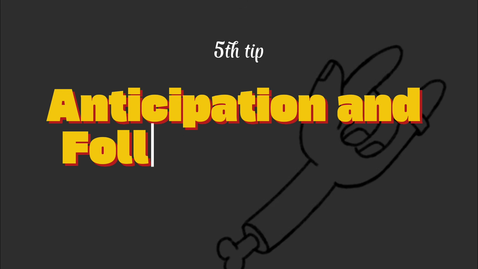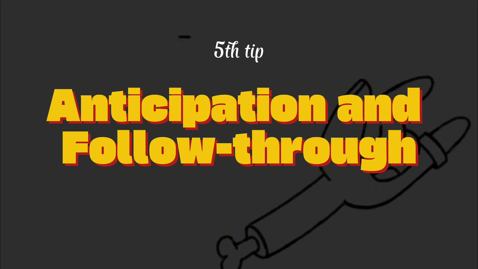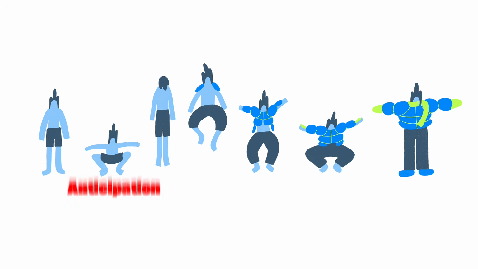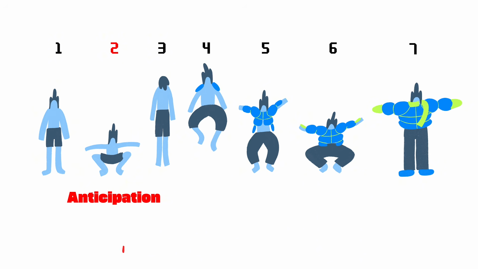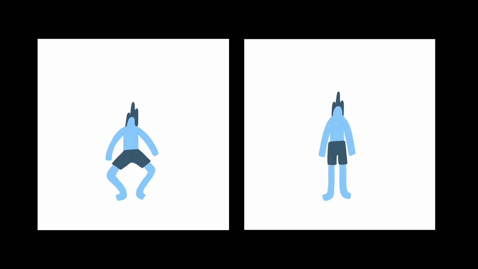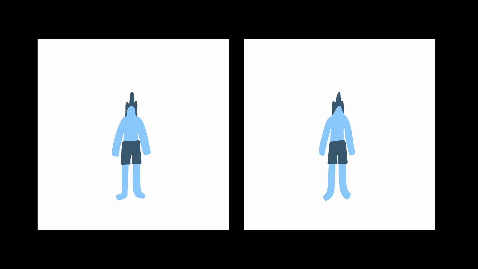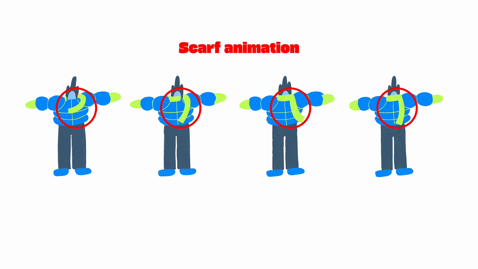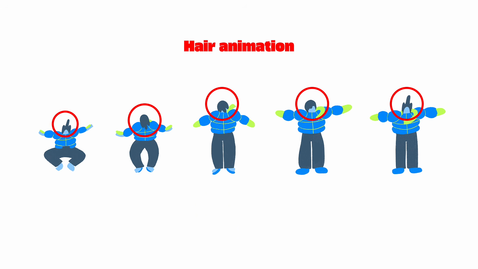The fifth tip, anticipation and follow-through. This is one of the key principles of animation that helps make movements more expressive and believable. Anticipation is the preparation for an action. Before a jump, the character crouches. Before swinging his arm, he slightly pulls it back. This creates expectation in the viewer and makes the action more readable. Follow-through is the completion of an action when movement doesn't stop instantly. For example, a character suddenly stops, but his hair or clothes continue moving by inertia.